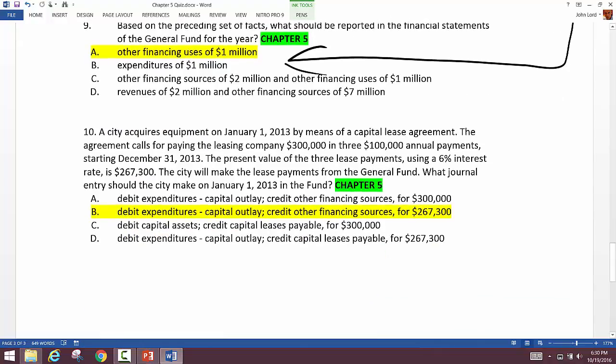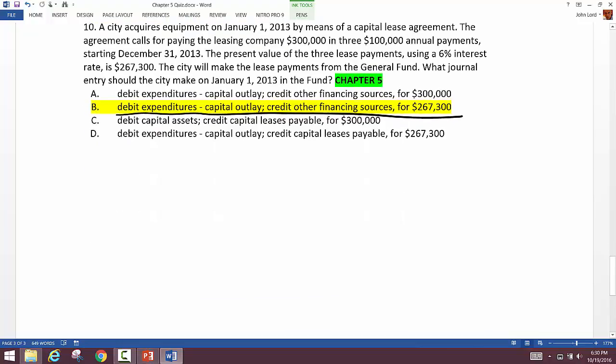A city acquires equipment of $1 million by means of a capital lease. The agreement calls for paying the leasing company $300,000 in three $100,000 annual payments starting December 31st, 2013. The present value of the three lease payments using a 6% interest rate is $267,300. The city will make the lease payments from the general fund. What journal entry should the city make in the fund? It is debit expenditure, credit other financing sources for the present value of the minimum lease payments, right?